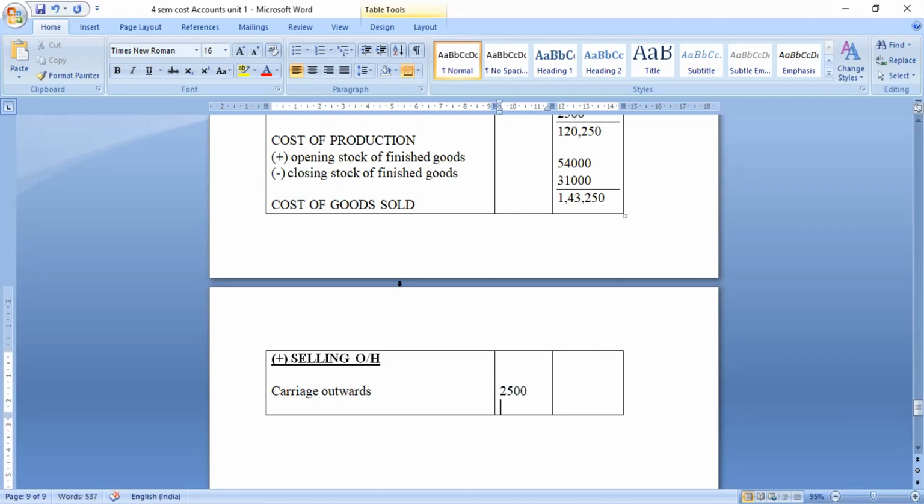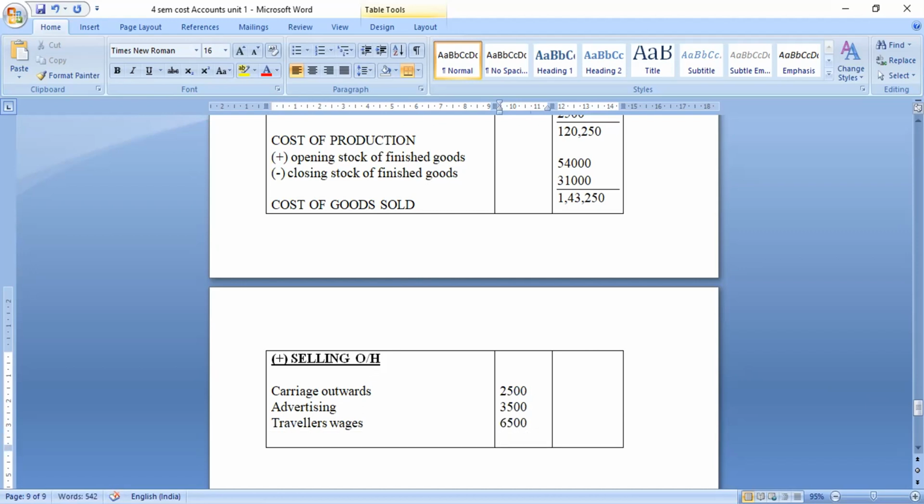Next, after carriage outwards it is advertising. Next, after advertising, travellers' wages. So carriage outwards, advertising is 3500. Travellers' wages is 6500. So now you are going to add all these things.